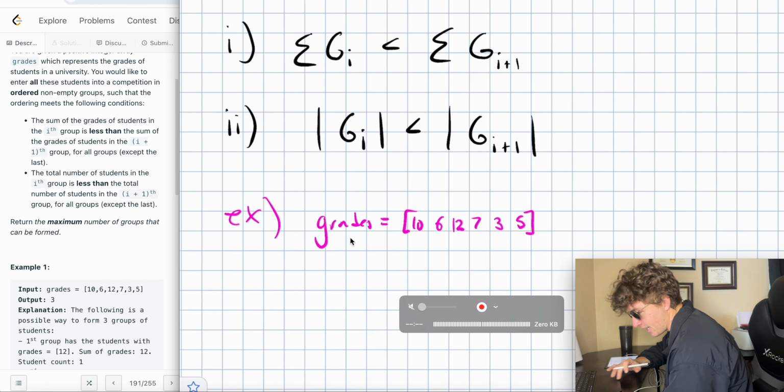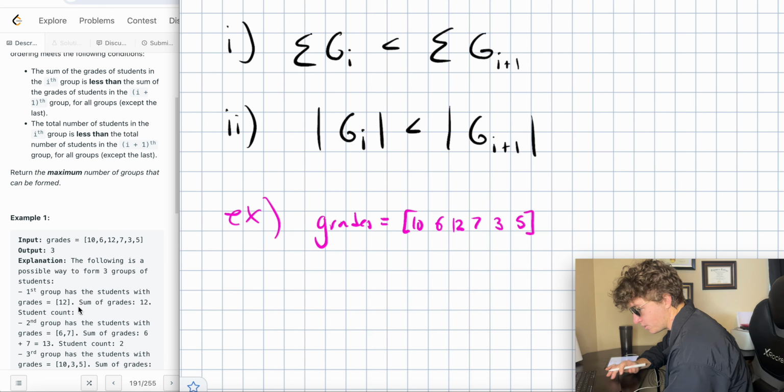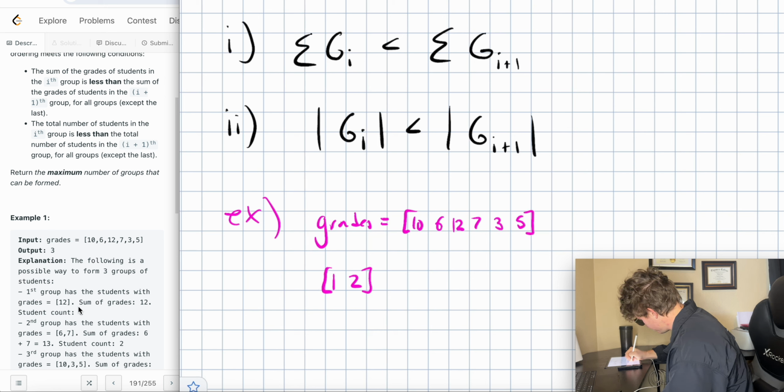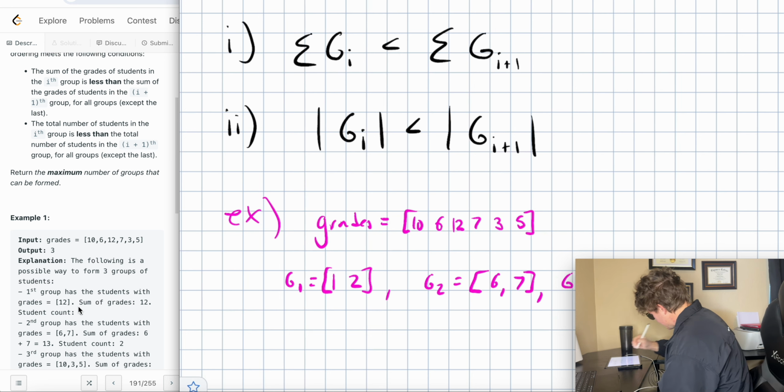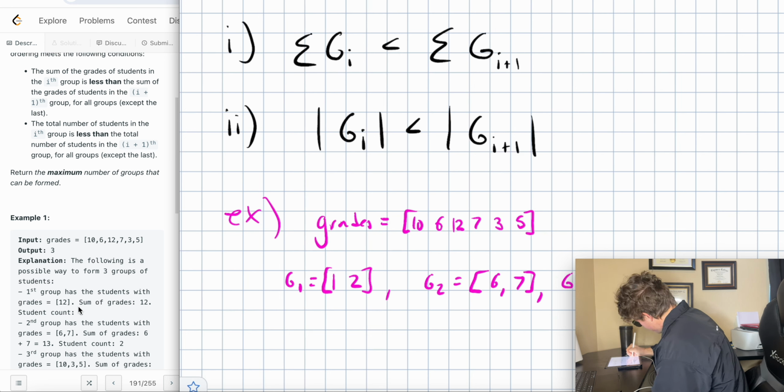Well, you could have the first group with the person of 12. This would be your G1. You could have your G2 be 6 and 7. One thing to note, which we'll talk about in a second: 12, 6, 7, 10, 3, 5.